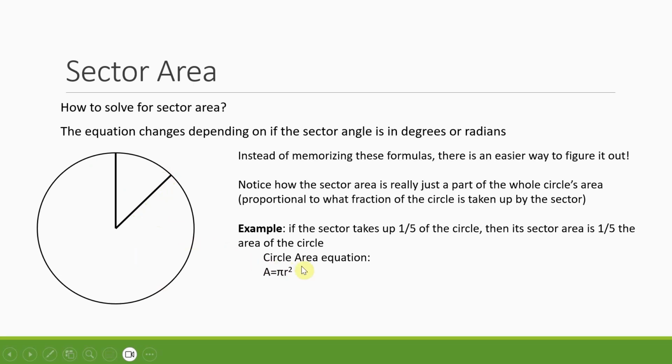So, our circle area equation, this is the thing I said you're going to have memorized, that I was pointing to. Area of a circle. If you don't remember, that is pi r squared. And if you didn't remember, memorize it, because they will test this. So in this case, if the sector is 1/5 of the circle, well then the sector area is 1/5 pi r squared. And that would be my formula for sector area.